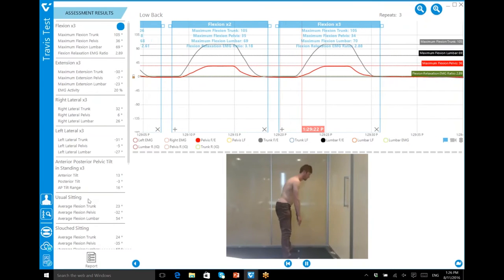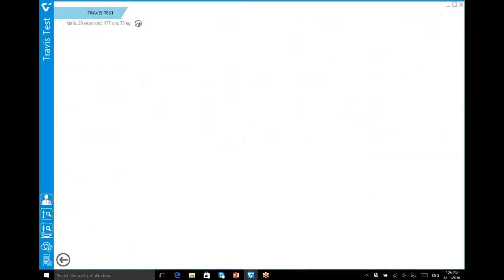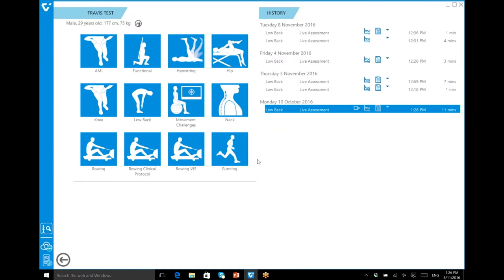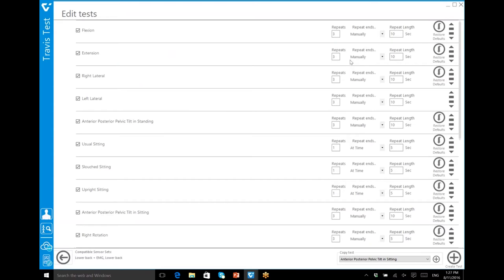So if I click back into our subject home at this point, and we click on low back, and then the icon, there we go. So you'll see on the right-hand side of your screen, you've got an icon up here saying edit tests. If you click on that edit tests icon, it will take you into our standard protocol and it gives you the ability to change it.